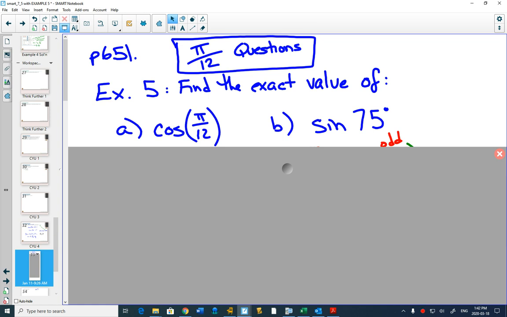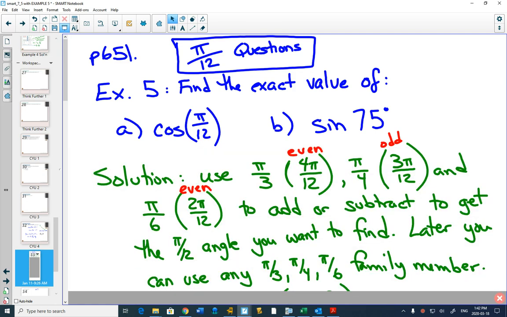So if you wanted to find the exact value of cos of pi over 12, or sine of 75 degrees, or any other one, what we're going to do is use your pi over 3, pi over 4, and pi over 6 families that you already know, and add or subtract them to get the pi over 12 angle you want to find. And then you can use your alpha beta formulas to make it work.